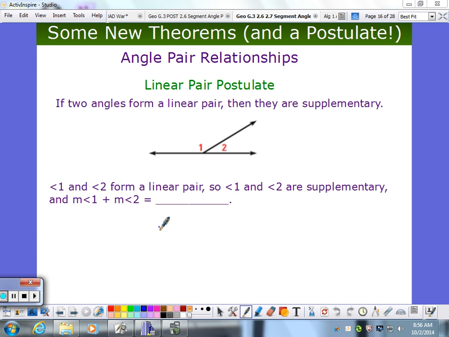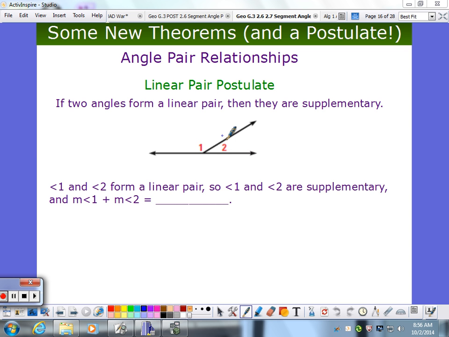You're going to get some new theorems today and a postulate, a little bonus postulate. Some of these are real obvious. Look at this linear pair postulate. If two angles form a linear pair, then they're supplementary, right? Yeah, we noticed this before, right?